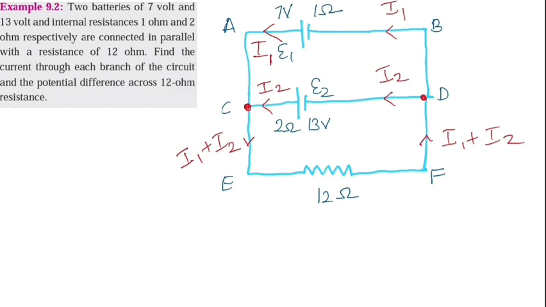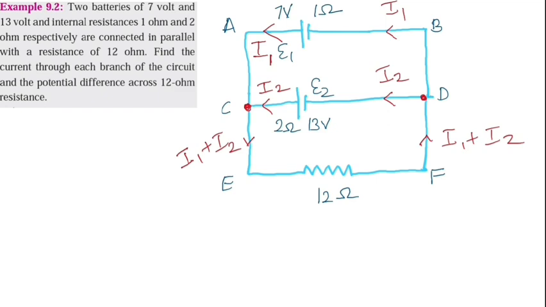So you have two junctions, C and D. So first, I1 current is flowing from your E1 battery, that is the 7 volt battery. I2 current is coming from the E2 battery, that is the 13 volt battery. Now from C to E, observe it very carefully, both currents are coming in the positive direction, both currents combine. So from C to E the current going is I1 plus I2.